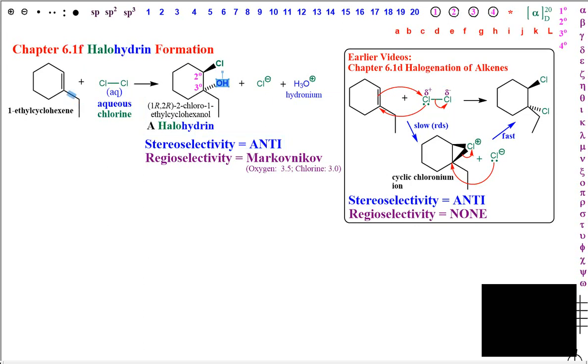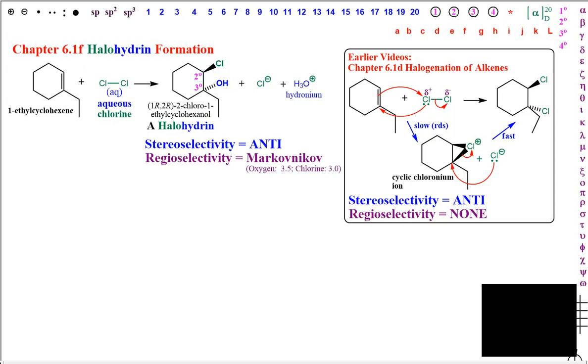The conditions of this reaction are you need an alkene, you need a halogen dissolved in water. The combination of a halogen dissolved in water is called halogen water, in this case chlorine water. The result is a Markovnikov product. Markovnikov because the electronegativity of oxygen is 3.5, chlorine is 3.0. The oxygen with a higher electronegativity is on the more substituted carbon, tertiary in this case. The less electronegative halogen is on the less substituted carbon, secondary in this case.